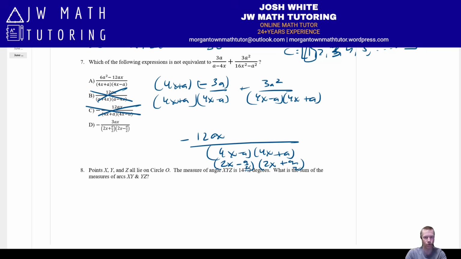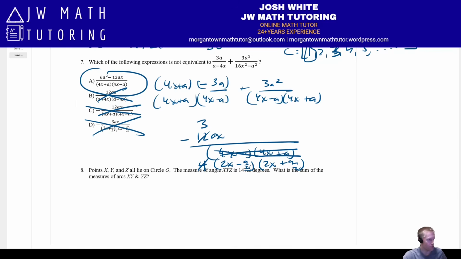I factored a 2 out of each parenthesis. That means I factored out a 4 in total. And that 4 cancels with the 12 to leave 3 on top. So on top it's just negative 3ax, and on the bottom it's these weird 2x minus a over 2, 2x plus a over 2. So D is equivalent. A is going to be the one that's not.